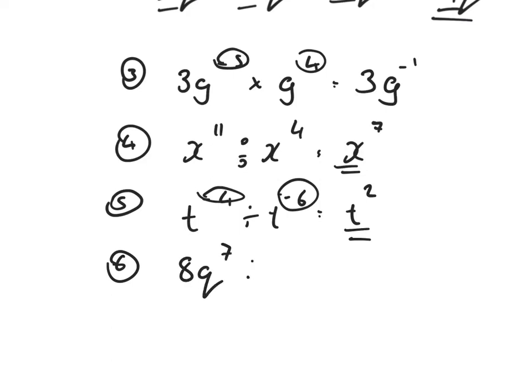8q to the 7 divided by 4q to the 5. Well, 8 divided by 4 is 2, and 7 taken away 5 is 2, so that's 2q squared. Example 7.